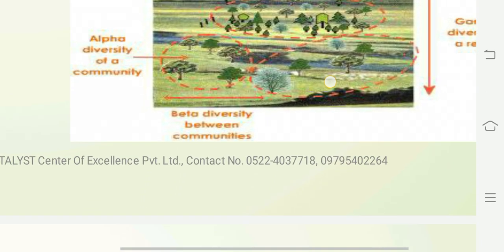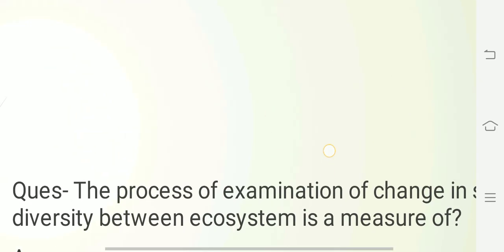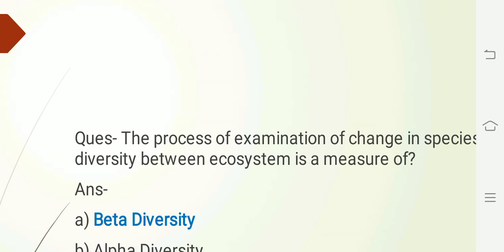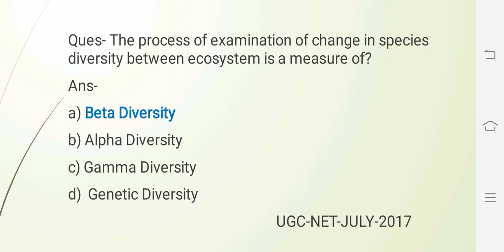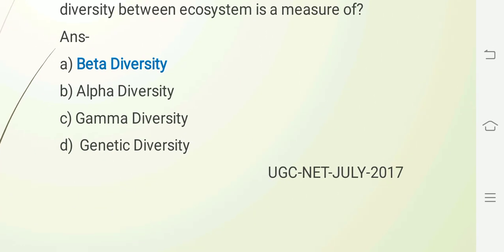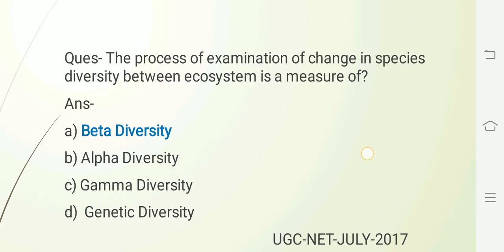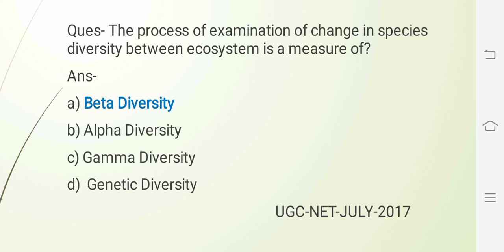Okay, so now let's move to the questions that have been asked in your exams. So the question is, the process of examination of change in species diversity between ecosystem is a measure of, and this question has been asked in UGC NET July 2017. Your options are A, B, C and D, that is beta diversity, alpha diversity, gamma diversity or genetic diversity. So your correct answer is beta diversity.